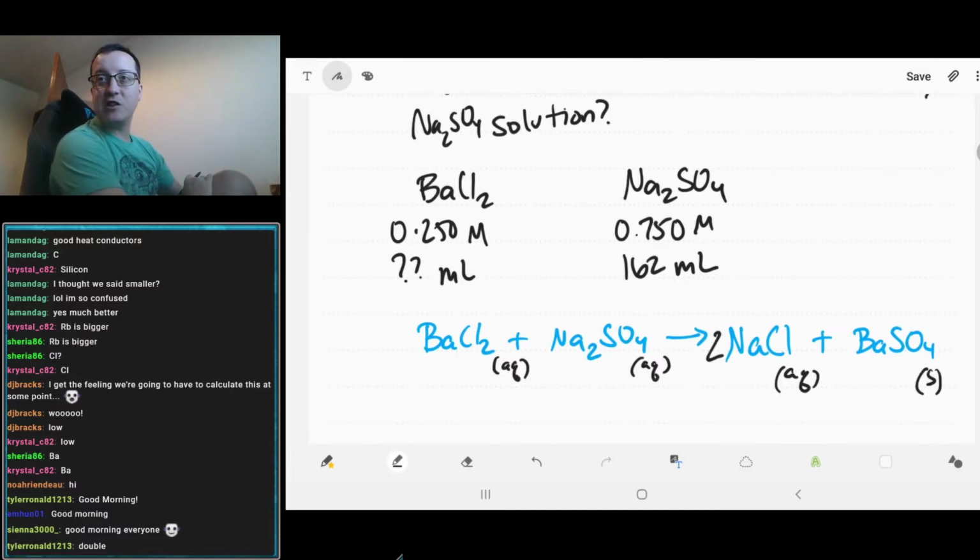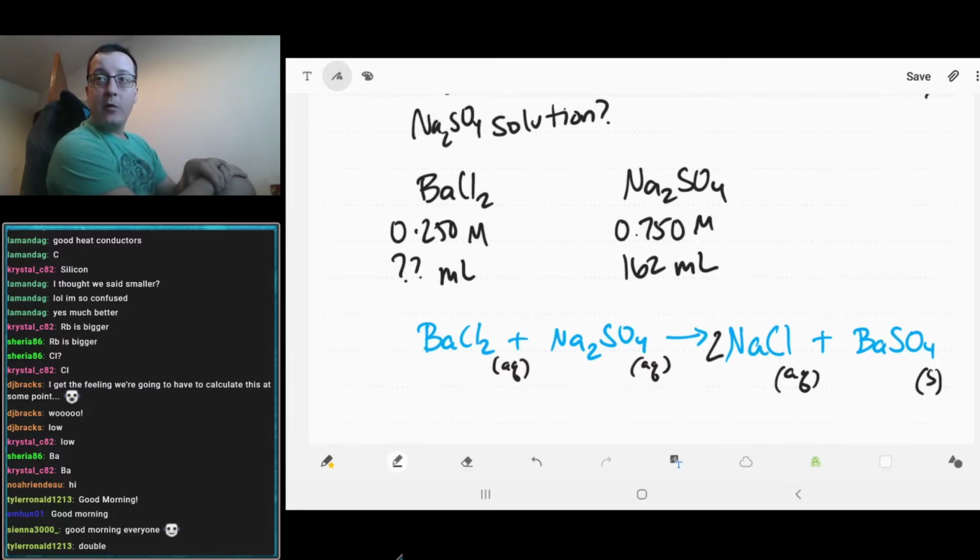This is a precipitation type reaction that you guys have done 1,000 problems on, so hopefully that's becoming more and more second nature. And then throw in the 2 for balancing, of course. So, in this case, we're looking at barium chloride and sodium sulfate.